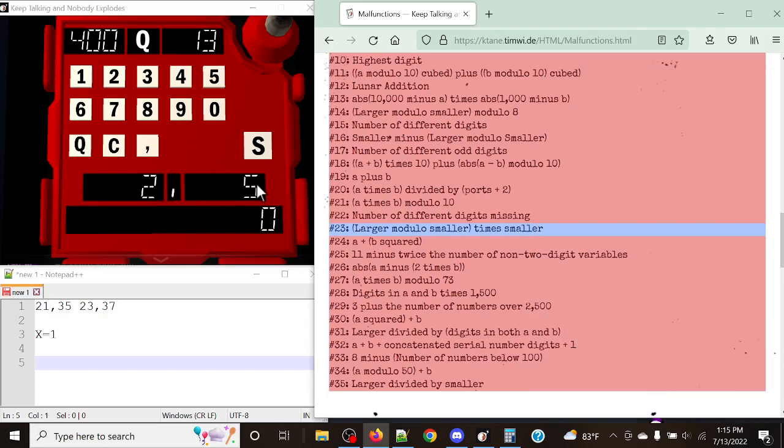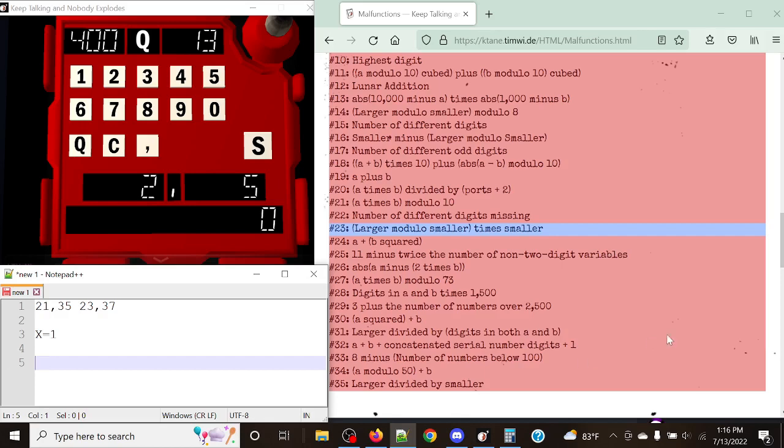The function itself did actually change here. So instead of 2, 5, it would be a 3, 6. That's the way that this works. And the larger modulo of the smaller is going to be 6 modulo 3, which is going to result in 0. Anything multiplied by 0 is going to be 0.